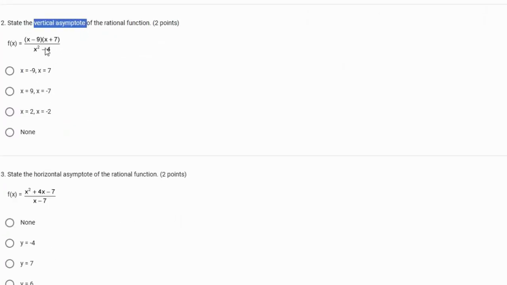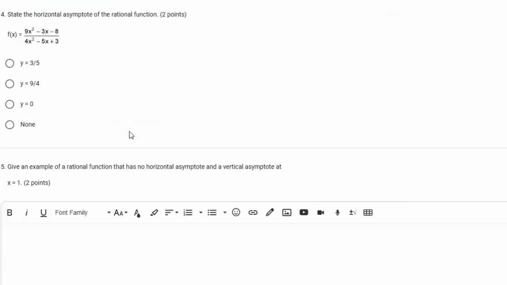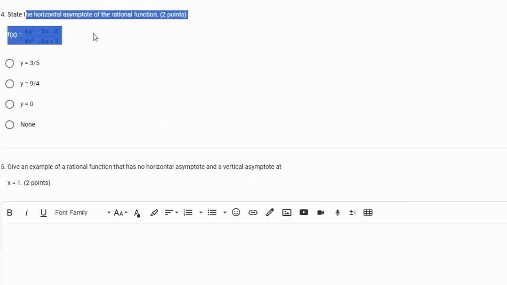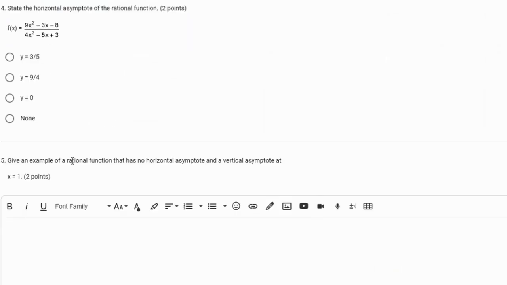State the vertical asymptote. That's anywhere that the denominator equals 0. What's the horizontal asymptote? Remember, that's based on the degrees. State the horizontal asymptote, again, based on the degrees. And give an example. So you're going to make up your own on this bottom one.